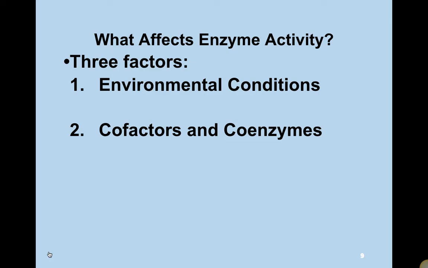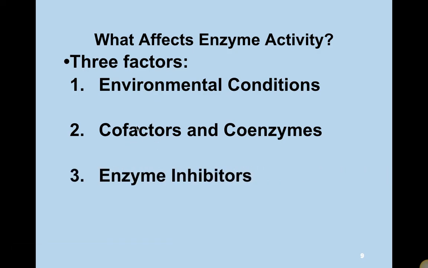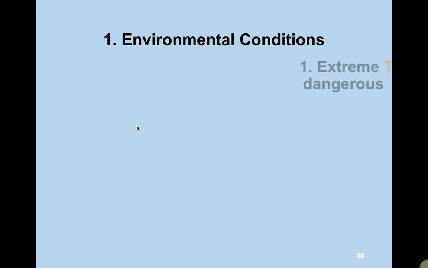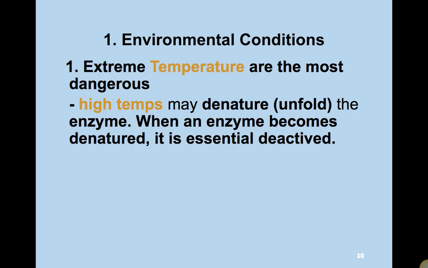Now, one last thing. There are three things that can change the way an enzyme acts. One thing I'm going to focus on is environmental conditions. We're not going to focus on cofactors or enzyme inhibitors. So let's look at these environmental conditions. One can be temperature. If you heat something up enough, it's going to change the shape. So if we have an extreme temperature like a high temperature, it's going to do something called denature, which means unfold the enzyme. When that happens, it's inactive. It's not going to work.